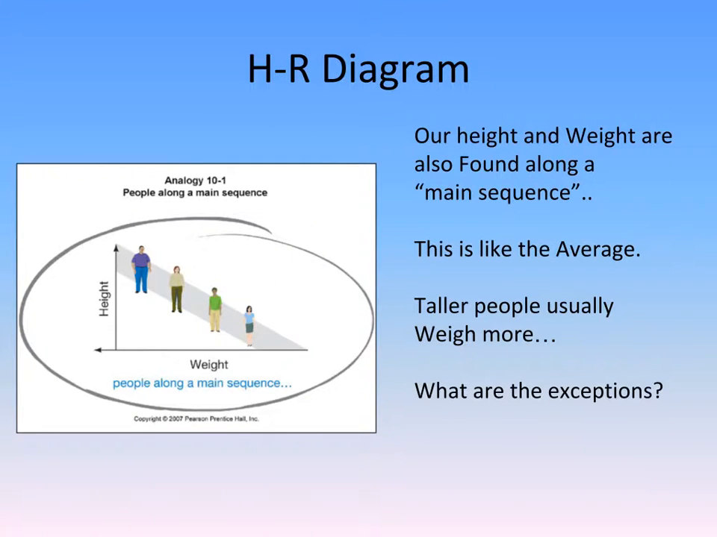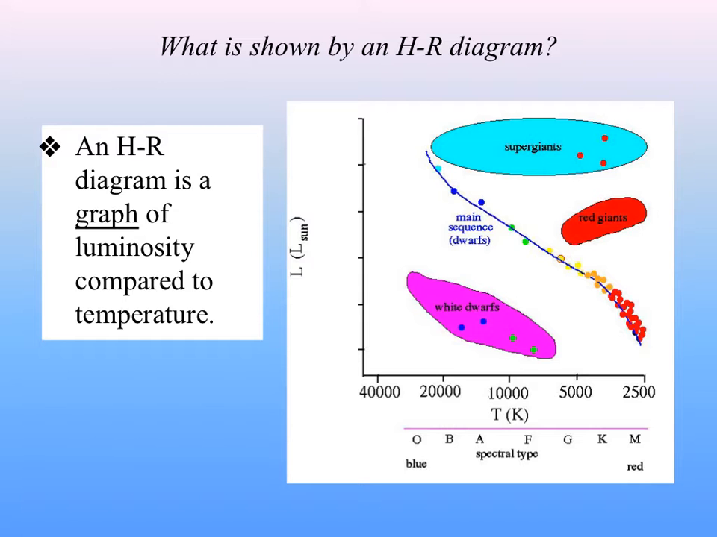We can have exceptions. We could have supermodels that could have a very low weight and be over here. We could have very short, very obese people, which could be over here. So there can definitely be some exceptions, just as there are to stars. So we could think about this area in the middle, which we're going to call the main sequence, as being the average, where most people are going to follow that linear relationship. So also do stars. So we could see that stars are going to increase in luminosity with an increase in temperature. That's generally the relationship.